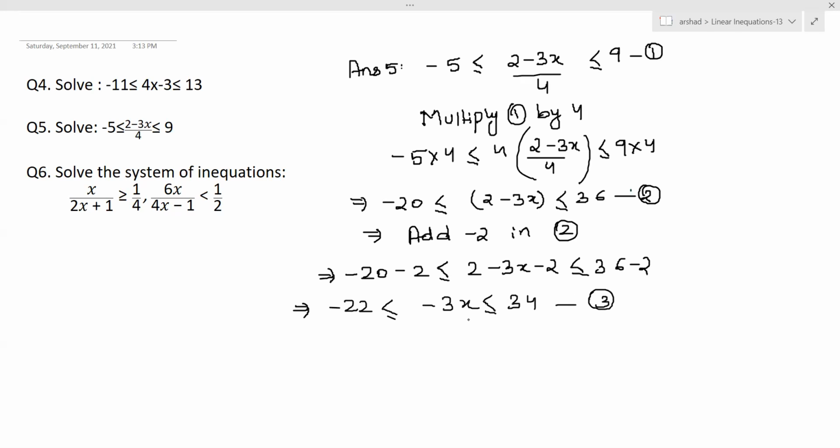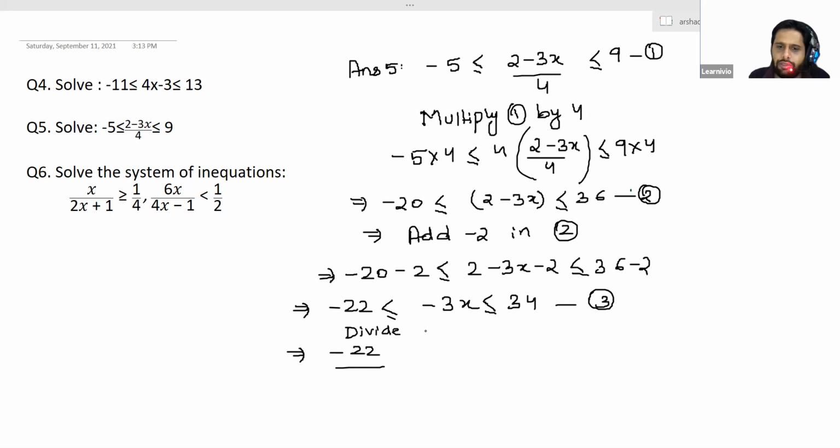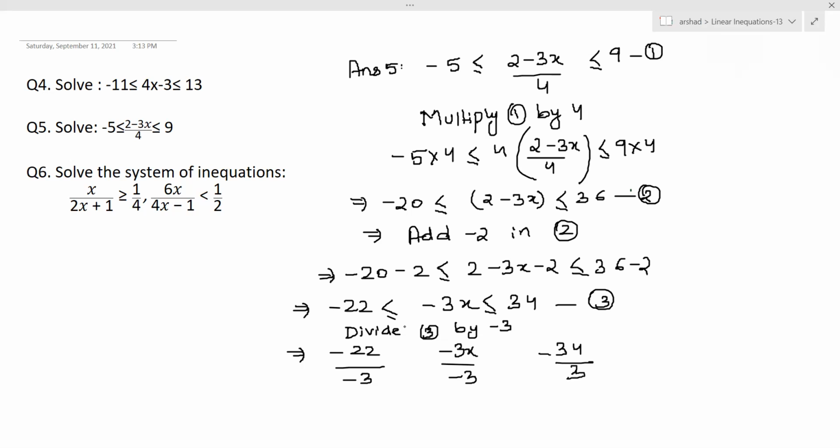Now divide by minus. Very good. Now we will divide this by -3. So just write over here, divide by -3. So divide this with -3, this with -3, and this with -3. Now, just tell me, will the sign change or not? Yes, the sign will change. Very good. So the sign will change like this, and we will get it like this.